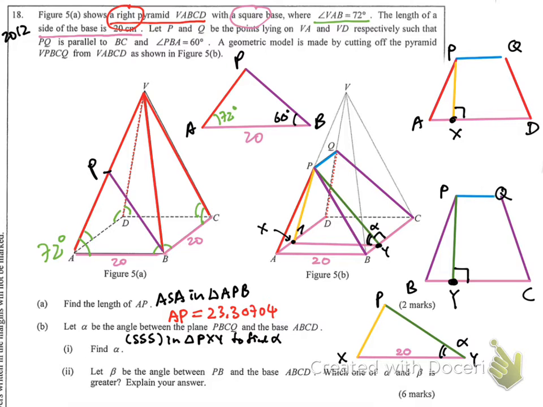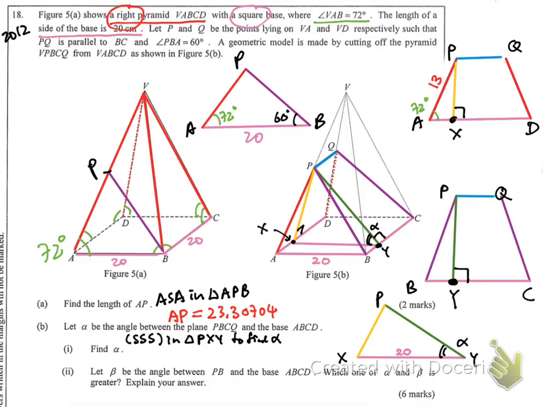So now let's look at the plan. How do we find the yellow line? The yellow line is easier because we know this angle PAX. We know this PX is 13. We know this angle is 72 degrees. So we can use the sine ratio because APX is a right-angled triangle.